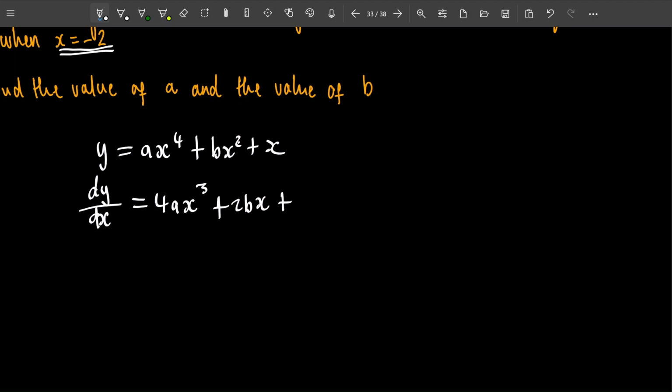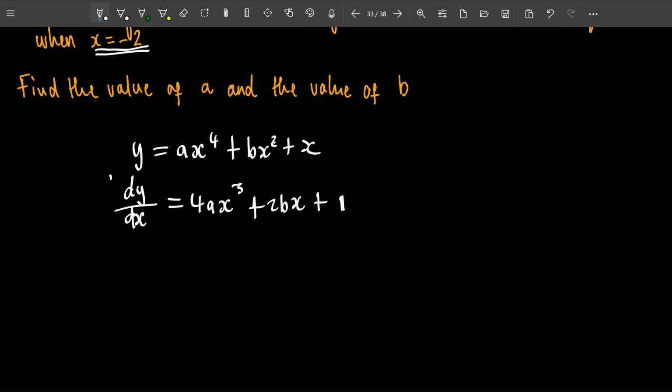Plus the derivative of 1x, because this is x, is the same as saying 1x. The x just disappears to remain with the number, which is 1. Make sure you don't forget that it's 1. If you leave it blank, you're gone. The derivative of 1x is 1. Now we have this. This is the gradient function.